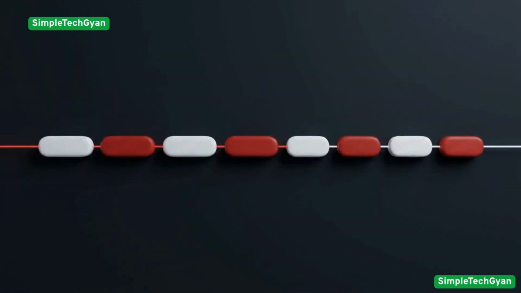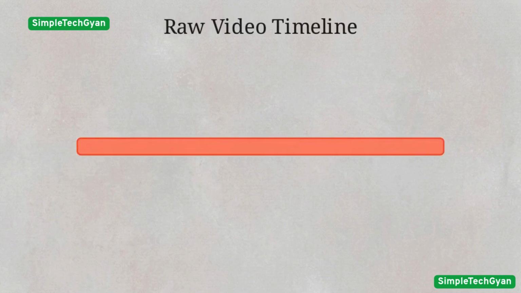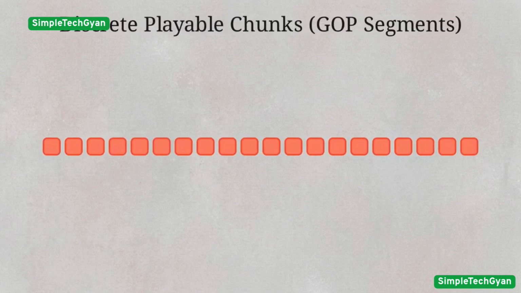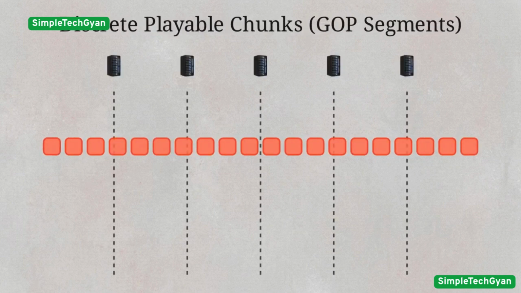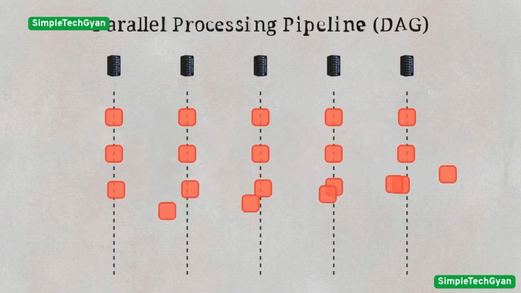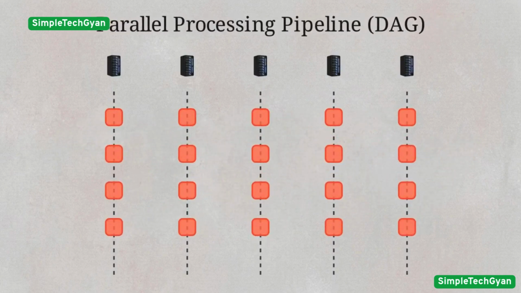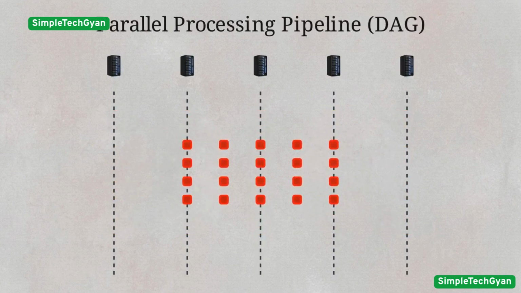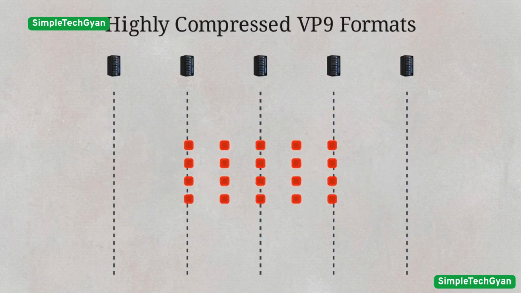But this time, it cuts the video into independently playable time segments. This animation shows a single video timeline dividing into discrete, playable chunks, usually 5 to 10 seconds long. A 1-hour upload suddenly becomes hundreds of independent micro-video processing tasks. Each of these short segments must be transcoded from its original RAW format into highly compressed formats like VP9, which drastically reduce file sizes while maintaining visual quality.